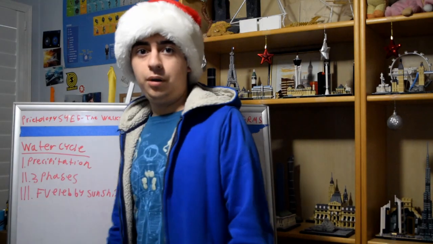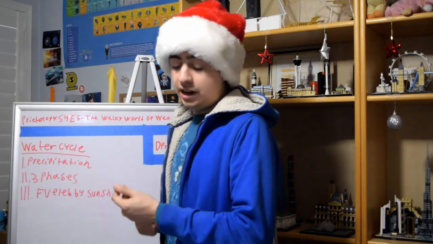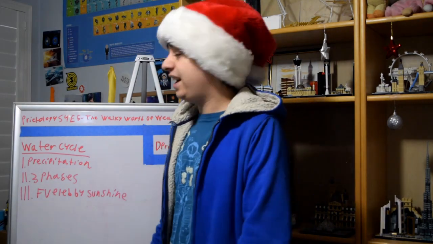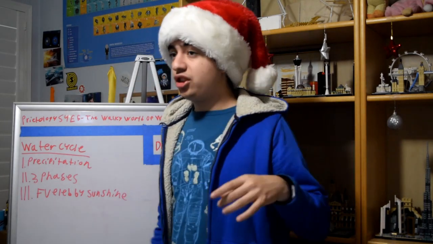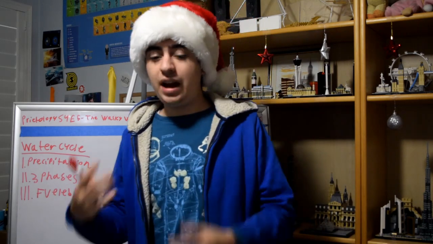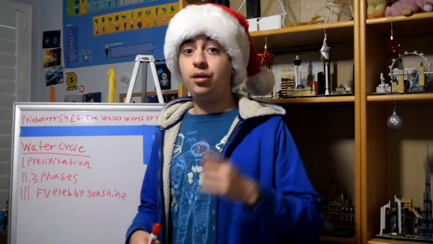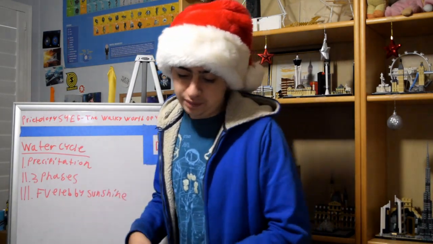Alright, the water cycle. I'm pretty sure you've heard this before in school, but let's see what we can learn about it. The water cycle is fueled by sunshine. It is the creator of all types of precipitation. There are three phases, but the sunshine is really the main cause of it. It evaporates the water, which is the first phase, called evaporation. The water vaporizes, turning into water vapor.